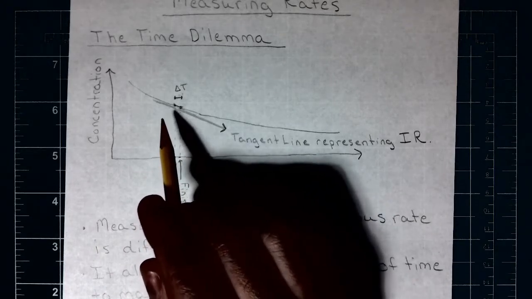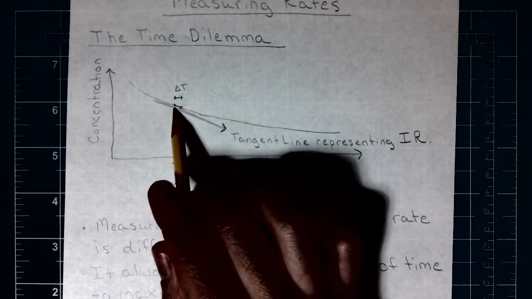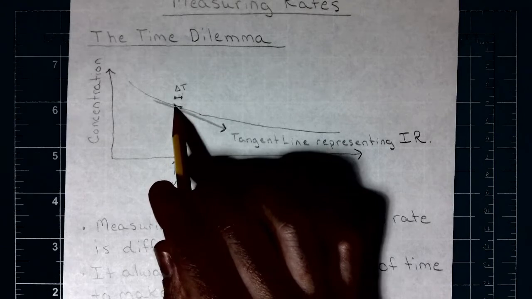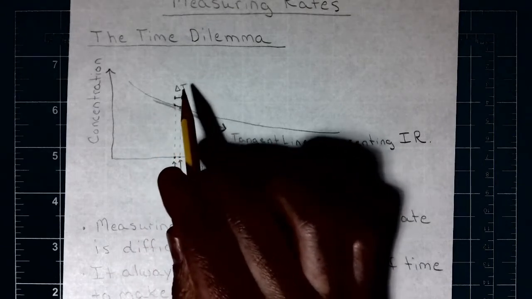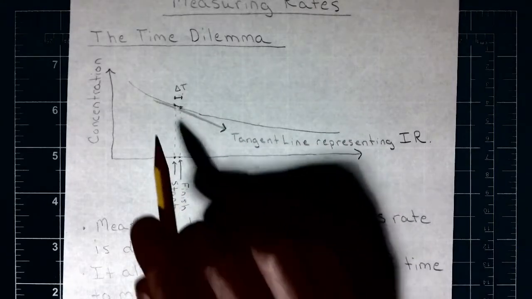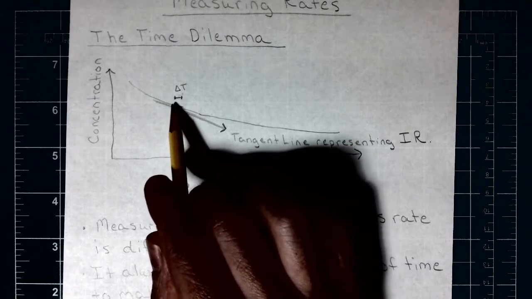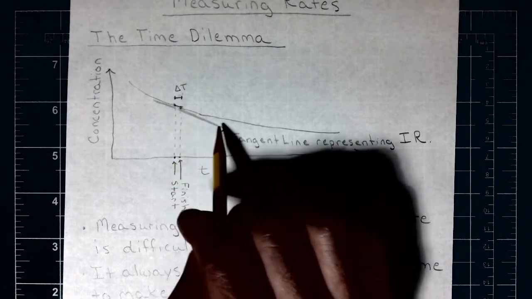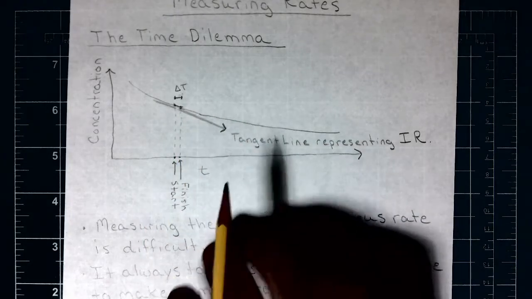And in this other technique, what we wind up doing is we make two measurements really close to one another. So we make a measurement here, and then we make a measurement right over here, and there's some delta T that's involved in that. And then we draw a line that connects these two together as an approximation to our instantaneous rate.